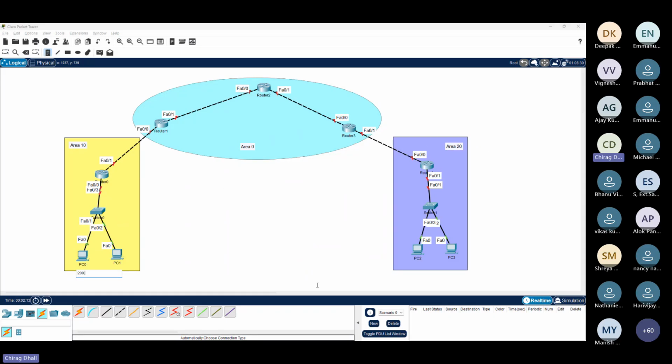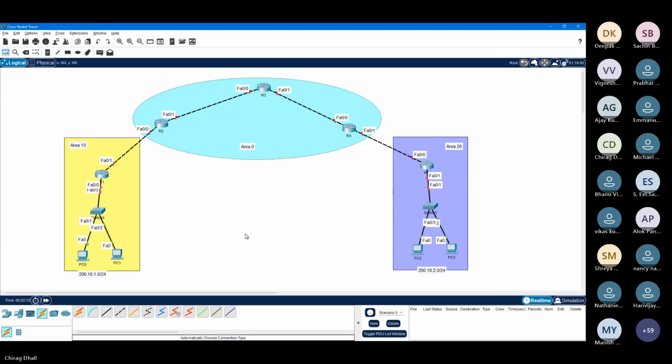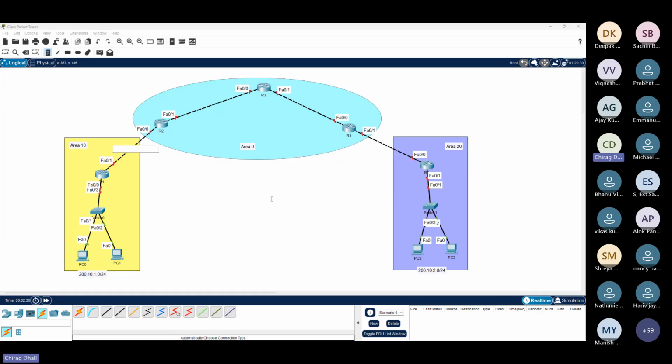The LAN network here will be 210.1.0/24. This will be 210.2.0/24. We are assuming this as R1, this as R2, this as R3, this as R4, and this as R5. The network between R1 and R2 will be 12.10.1.0/24. Between R2 and R3 will be 23.10.1.0/24. R3 and R4 will be 34.10.1.0/24. And here it will be 45.10.1.0/24.